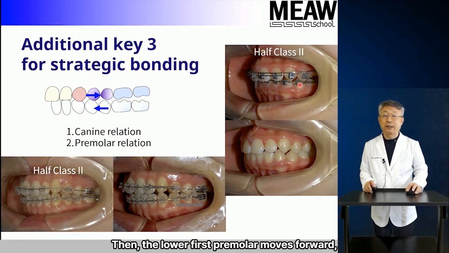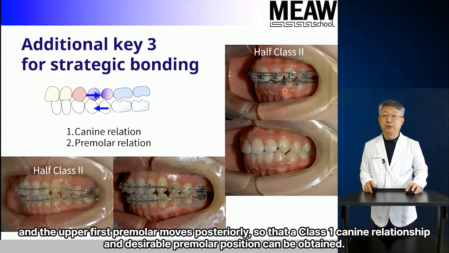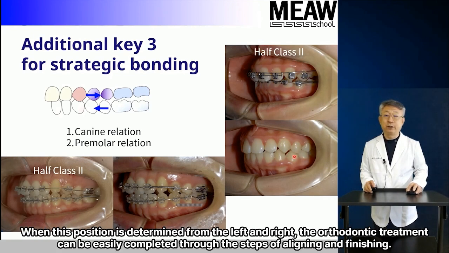Then, the lower first premolar moves forward, and the upper first premolar moves posteriorly so that a Class 1 canine relationship and desirable premolar position can be obtained. When this position is determined from the left and right, the orthodontic treatment can be easily completed through the steps of aligning and finishing.